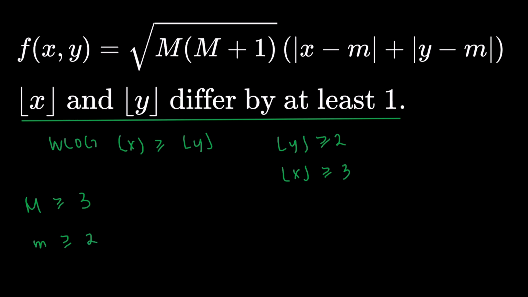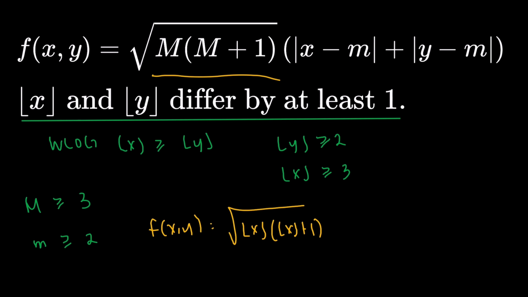So the first part, f of x y becomes the square root of floor of x times floor of x plus 1. And we could use some bounding. This thing is obviously going to be greater than or equal to the square root of, well, we know the smallest possible value for the capital M. So 3 times 4 over here. So it's going to be greater than or equal to the square root of 12.